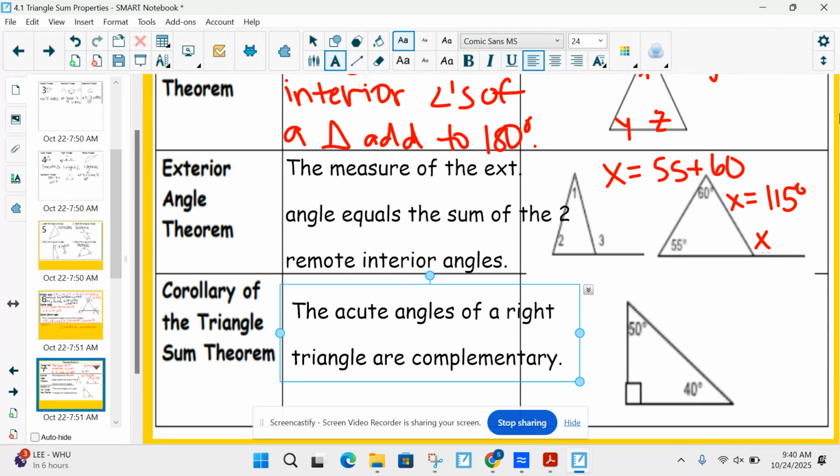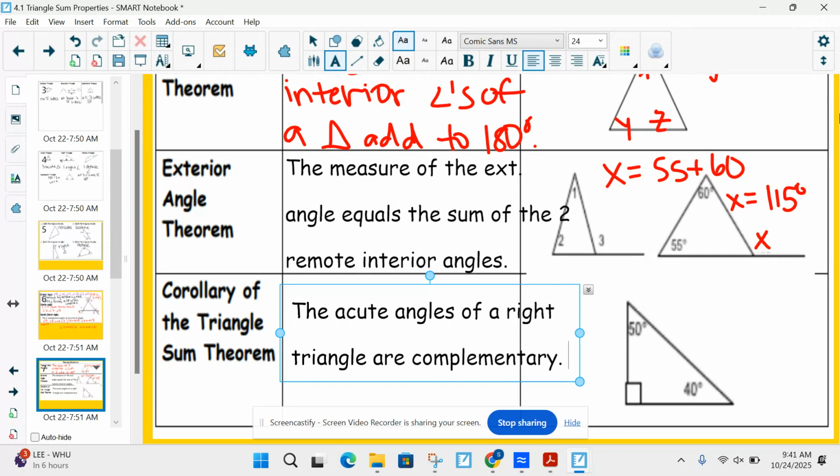Oh, that one was easy. Yeah, so easy. Well, it's called a corollary, so why do we call it a corollary? Can I see your notes for a second? Oh, that's cool. Okay.